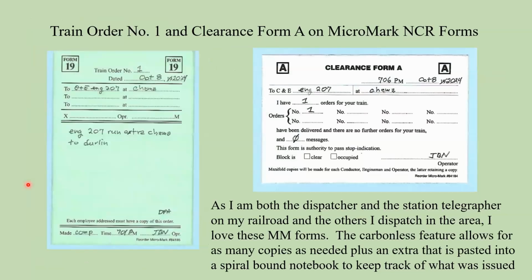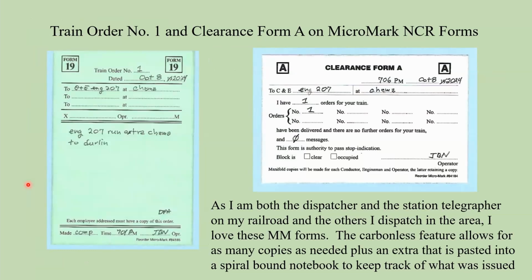So let's take a look at the Micromark NCR forms. And the reason we're doing that is because I think they're great. We used to cut up carbon paper. We had train orders and clearances printed on a letterpress. And carbon paper in multiple copies, it's just really ugly to work with. So we decided to suspend being too prototypical and go for ease of operation here.